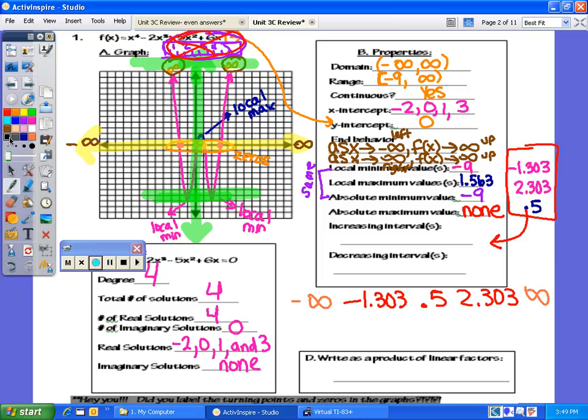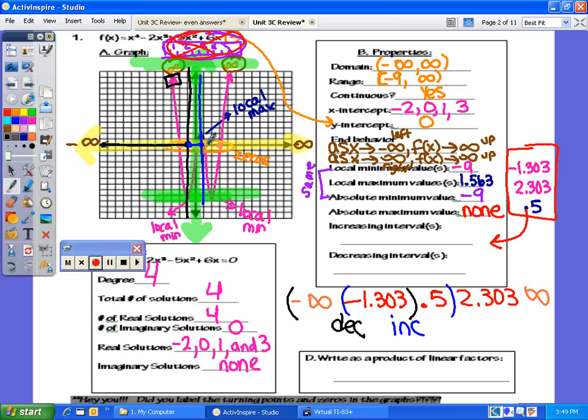So now I'm going to make pairs. My first pair is from negative infinity to 1.303. Well, 1.303 is right there. So between these 2 points, what is the graph doing? So we have to think about a roller coaster. I start my roller coaster here, and I wind up going down the roller coaster. So this is a decreasing interval. Then I have to go to this point here. So from this point to this point, my roller coaster turns and goes up. That's an increasing interval.